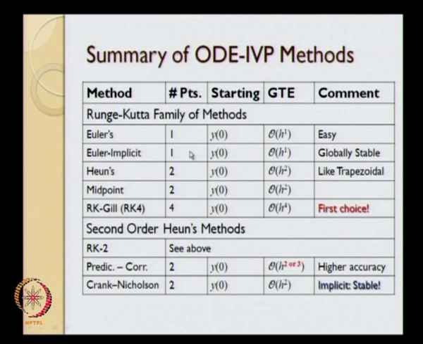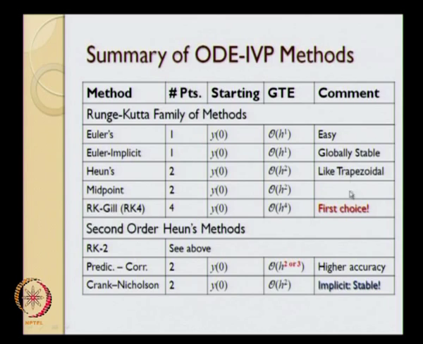Euler's and Euler's implicit method both use only one point. Euler's method uses the point at i, Euler's implicit method uses the point at i plus 1. The global truncation error in both the cases is order of h to the power 1. Euler's method is very easy to implement. Euler's implicit method is difficult to implement, but it is globally stable.